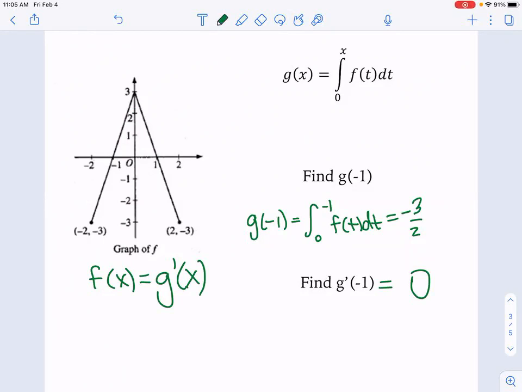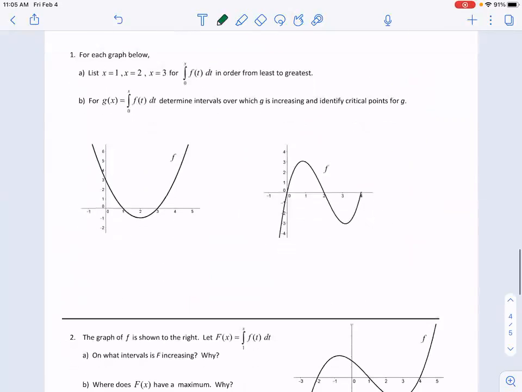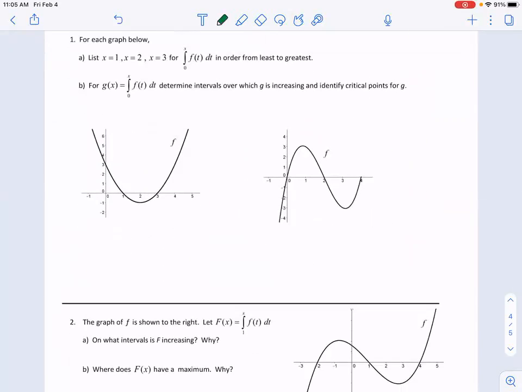I am going to hand out a worksheet that's only front-sided, and you and your pod are going to work together to answer the questions. This is what it's going to look like. First of all, you're going to get 2 graphs, and for each, you're going to identify from least to greatest the integral from 0 to 1, 0 to 2, 0 to 3. Then you're going to say, G of X is our accumulation function. Where is G increasing, decreasing, etc.